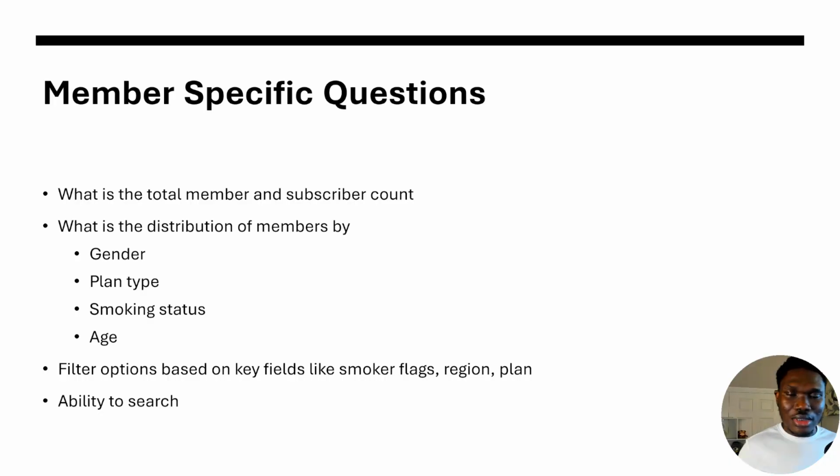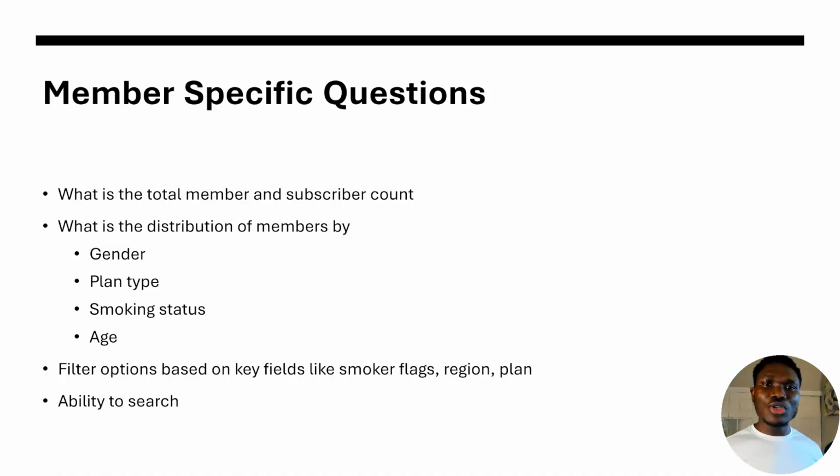So the first is, forget all of the complicated questions. Let's even know, based off of the member related data that they sent to us, what's the total number of members and subscribers that we have? Let's start with that. You're like, oh, this sounds simple. Yeah, it's not that hard. The next thing is, what is the distribution of members by gender? We want to know, do we have more males or females?